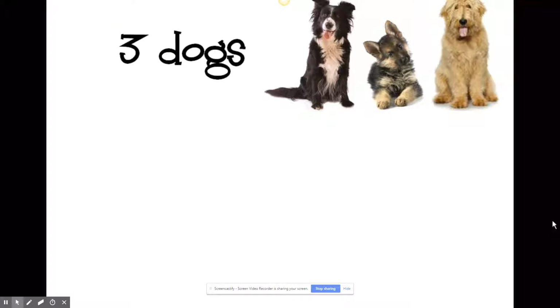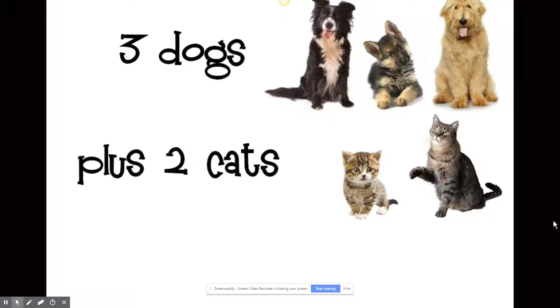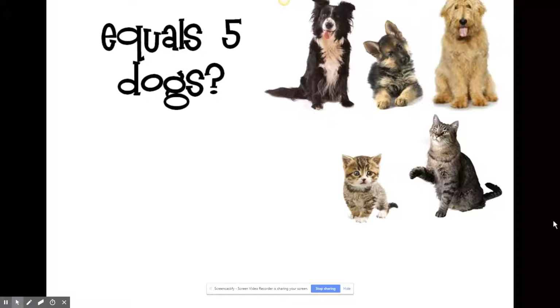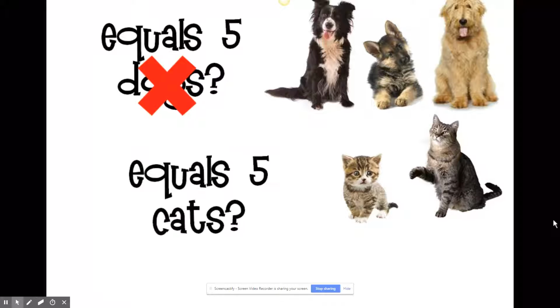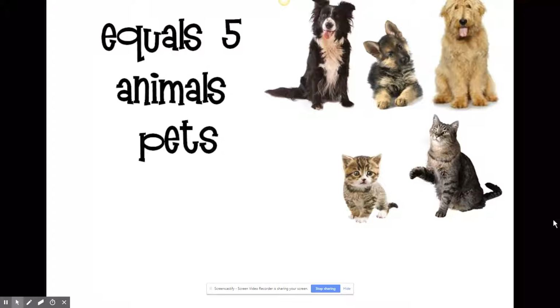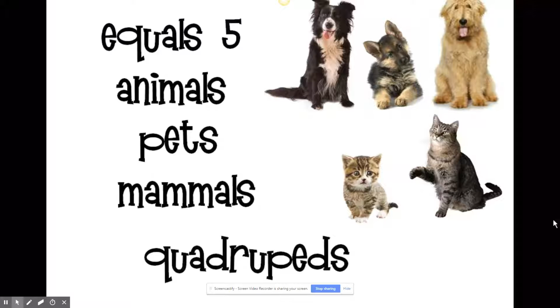Let's say you're going to add 3 dogs and 2 cats. What label would your answer have? You can't really say that you have 5 dogs. You couldn't say that you have 5 cats. So what label do you use? Well, you could say that it equals 5 animals, or that it equals 5 pets, or 5 mammals. You could even say that it equals 5 quadrupeds.